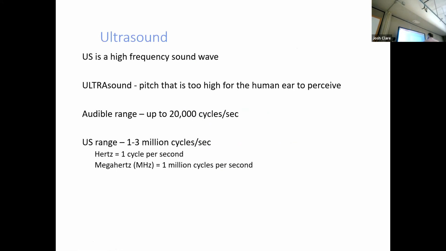What ultrasound is, it's a high frequency sound wave at a pitch that's too high for human ears to hear. The audible range is up to 20,000 cycles per second. The ultrasound range is between 1 and 3 million cycles per second. So a hertz is 1 cycle per second. So that's 20,000 hertz. We are at the megahertz, which is 1 million to 3 million cycles per second. So we're not going to be hearing it.